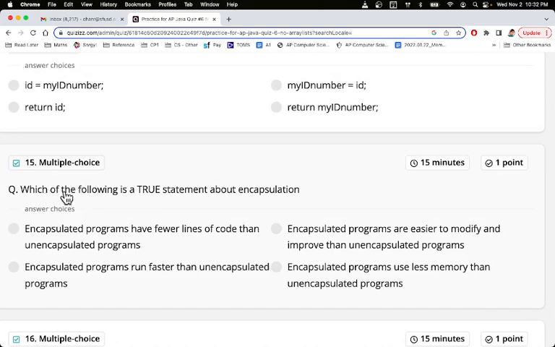Number 15, which of the following is a true statement about encapsulation? Encapsulated programs have fewer lines of code than unencapsulated programs. Not quite, lines of code are the same. Encapsulated programs run faster than unencapsulated programs. Not necessarily true. Encapsulated programs use less memory than unencapsulated programs. Not quite. Encapsulated programs are easier to modify and improve than unencapsulated programs. I believe this is the answer I was trying to get at.